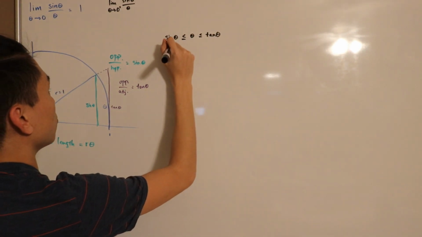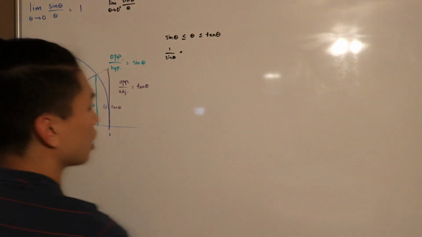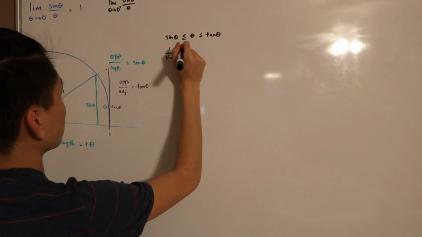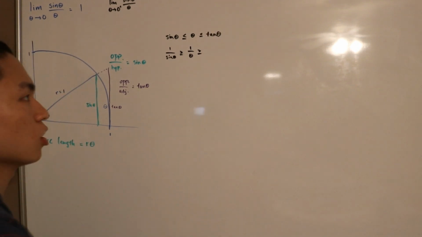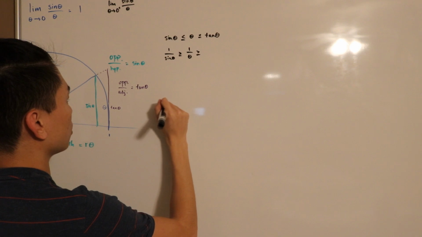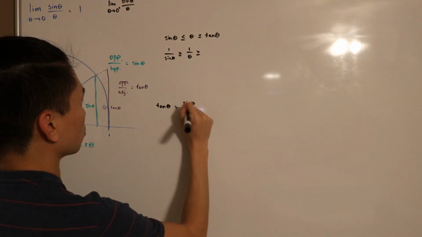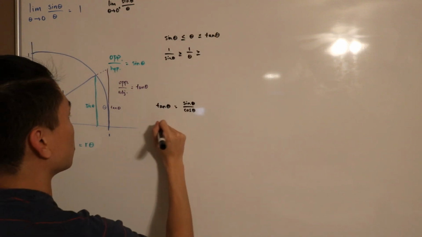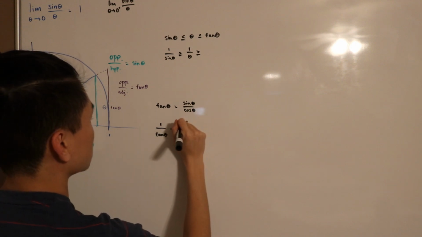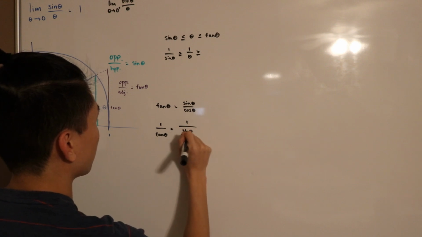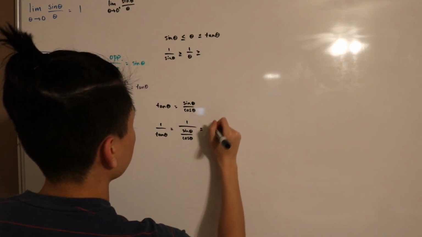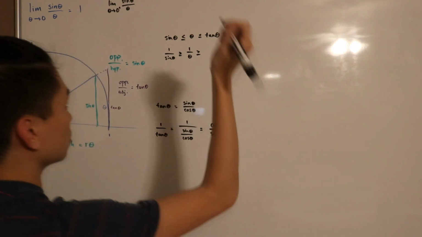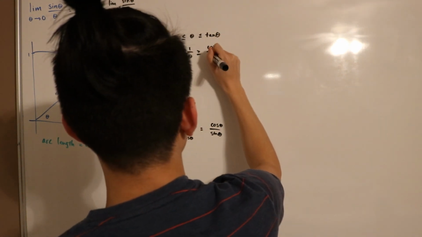So take the reciprocal, we have 1 over sine theta. And don't forget, because we're flipping the reciprocal, we're changing the signs here. So this is 1 over theta, and recall that tangent theta is equal to sine theta over cosine theta. If we flip the reciprocal, that will be 1 over tangent theta, also rewritten as 1 over sine theta divided by cosine theta. In other words, it's the same thing as cosine theta over sine theta.